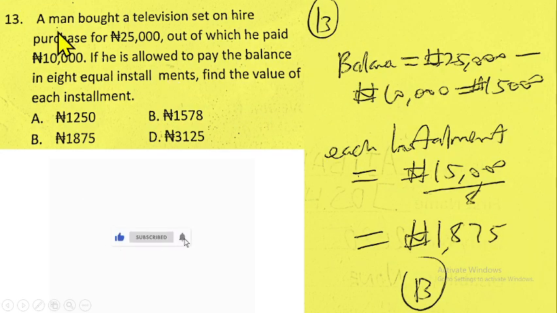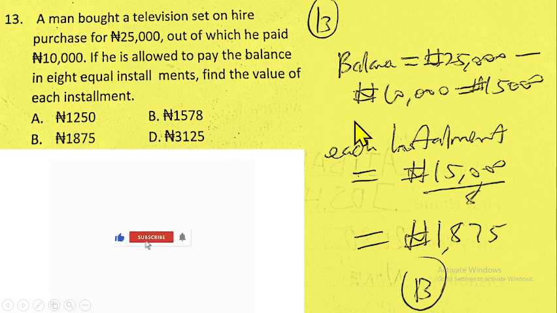Question number 13. A man bought a television set on hire purchase for 25,000 naira, out of which he paid 10,000 naira. If he is allowed to pay the balance in 8 equal installments, find the value of each installment. So the question is from hire purchase. That's arithmetic of finance. So the balance will be 15,000 naira, the price of the television minus what he paid.